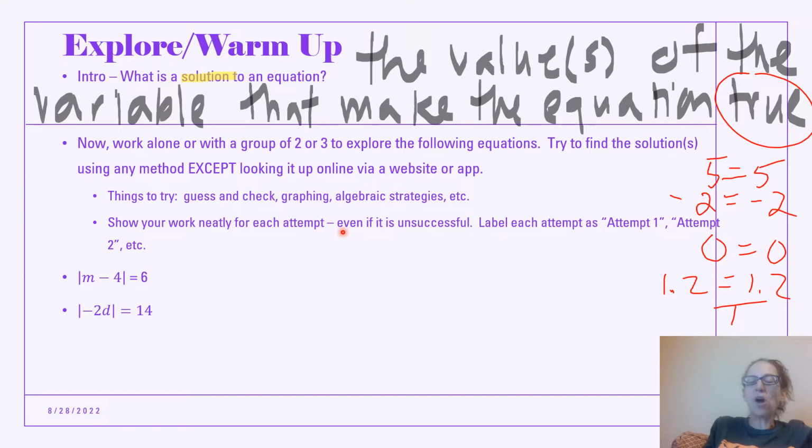You could try to solve it algebraically. I think most of you could solve the equation without the absolute value. So maybe try that and see what happens, and then see what kind of questions arise.